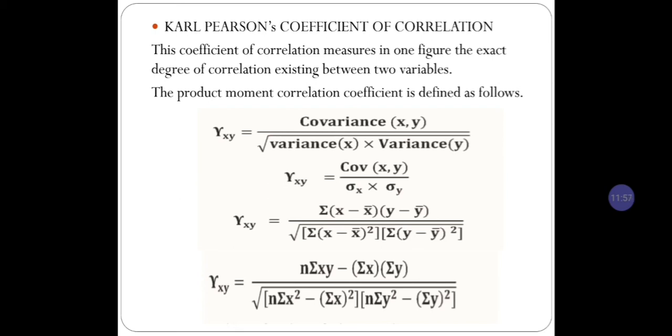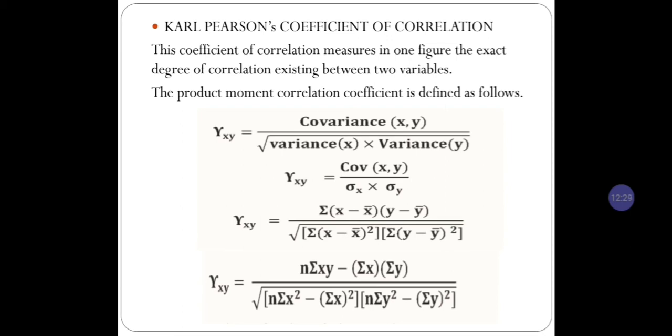While doing the problems, I will explain in detail for which problem we have to use which formulas. So the first formula is the covariance of x and y divided by the root of the variance of x and variance of y. Here I have explained the differences when I am doing the problems. Tomorrow's class you will see the problems with detailed explanation.